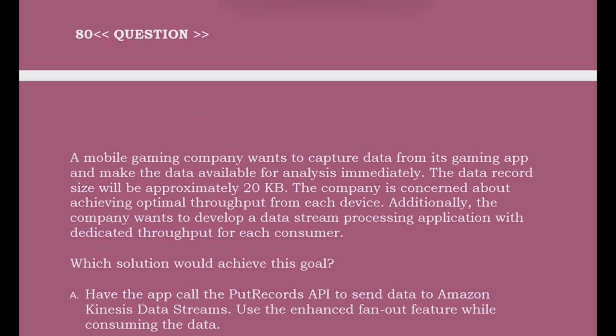Question is, a mobile gaming company wants to capture data from its gaming app and make the data available for analysis immediately. The data record size will be approximately 20 KB. The company is concerned about achieving optimal throughput from each device. Additionally, the company wants to develop a data stream processing application with dedicated throughput for each consumer. Which solution will achieve this goal?